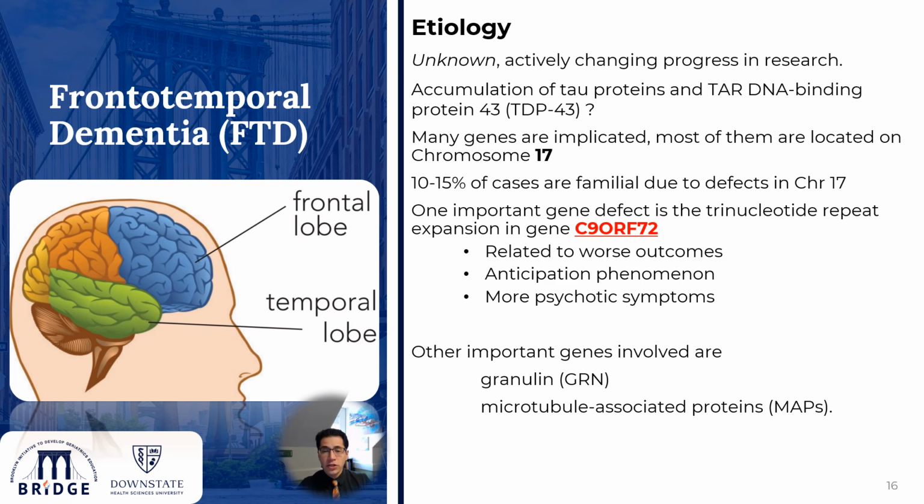One important gene defect that you should know is the trinucleotide repeat expansion of the gene C9orf72, which is related to a much worse prognosis and outcomes. It also exhibits anticipation phenomena, which means that the disease manifests at a younger age with each subsequent generation, and it's related to showing more psychotic symptoms in these subjects.